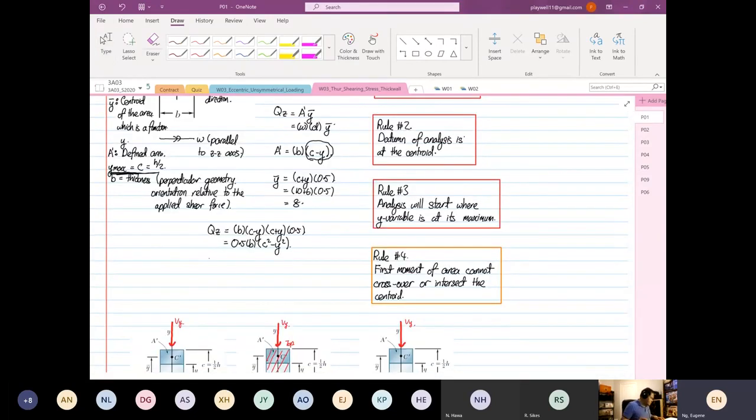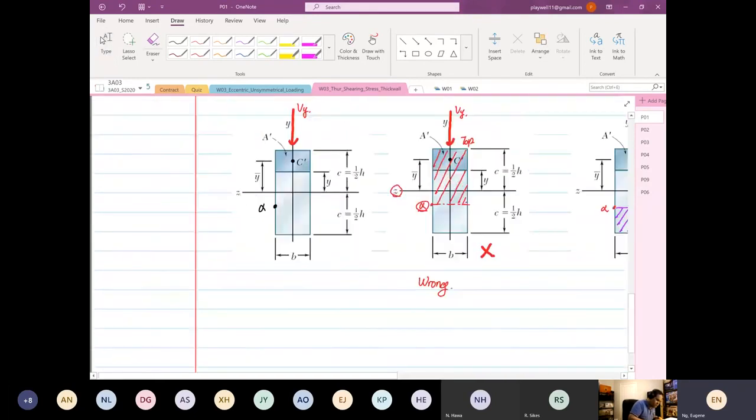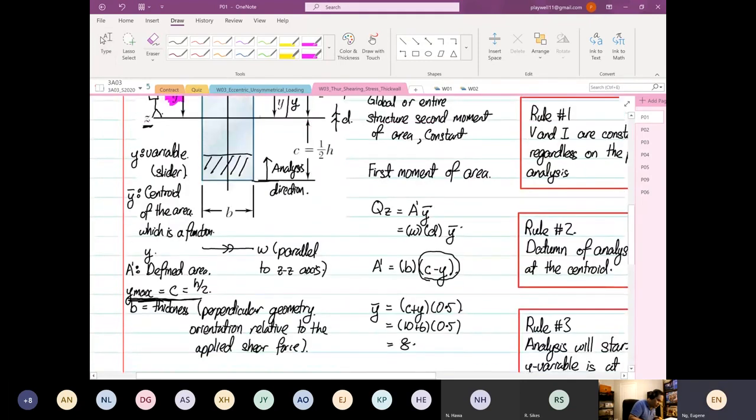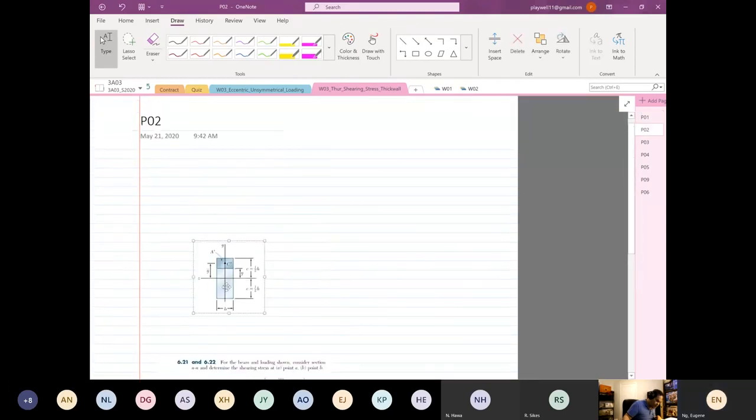Okay, right? So coming back to here, we have formed our first relationship where tau_z is equal to Q_z, which is equal to 0.5 b (c squared minus y squared). So the next thing that we're going to do now, I'm going to go back into this figure again. Do I need to go back to this figure? Let me see. Yeah, I'm going to paste the figure on the next page.